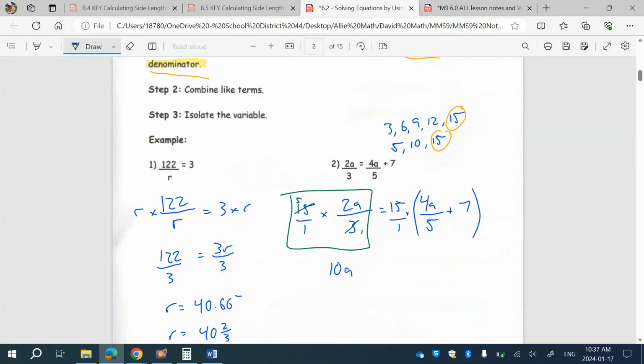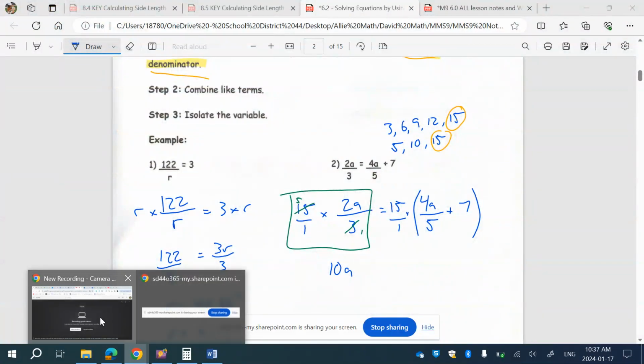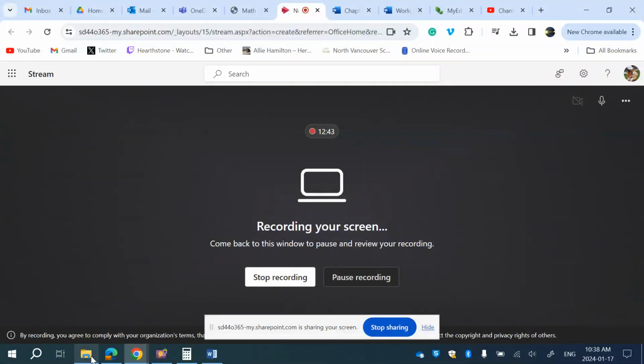Those 1 times 1s are just going to be, hang on, I think my computer is going to die. I'm going to pause. Okay. Did you hear the panic in my voice? Here we go.